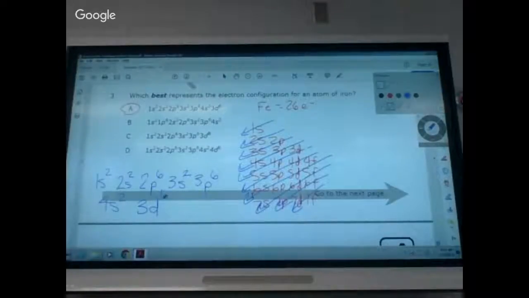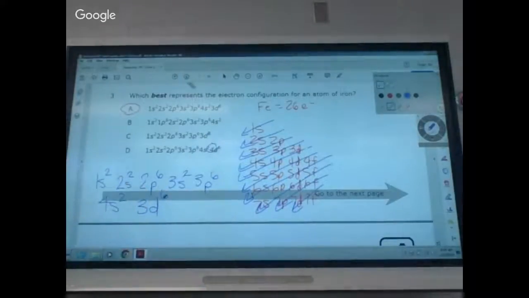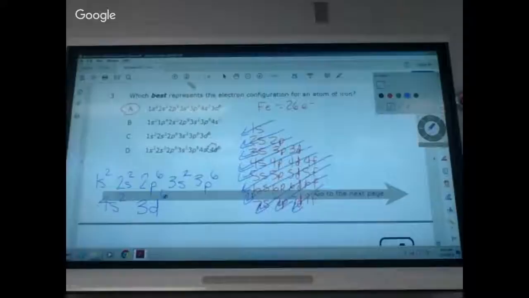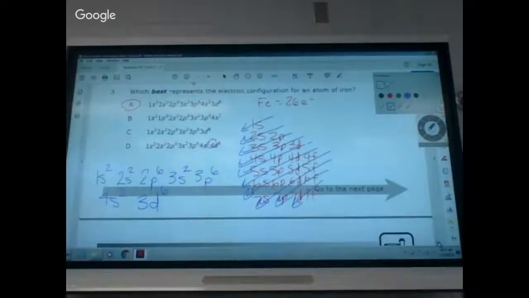So the only difference between D and A is that the last one in D has a 4. That 4 makes it wrong. I didn't write the numbers on it, and then I just thought 4s would be 4, so 40. Yep, that's what makes it wrong.